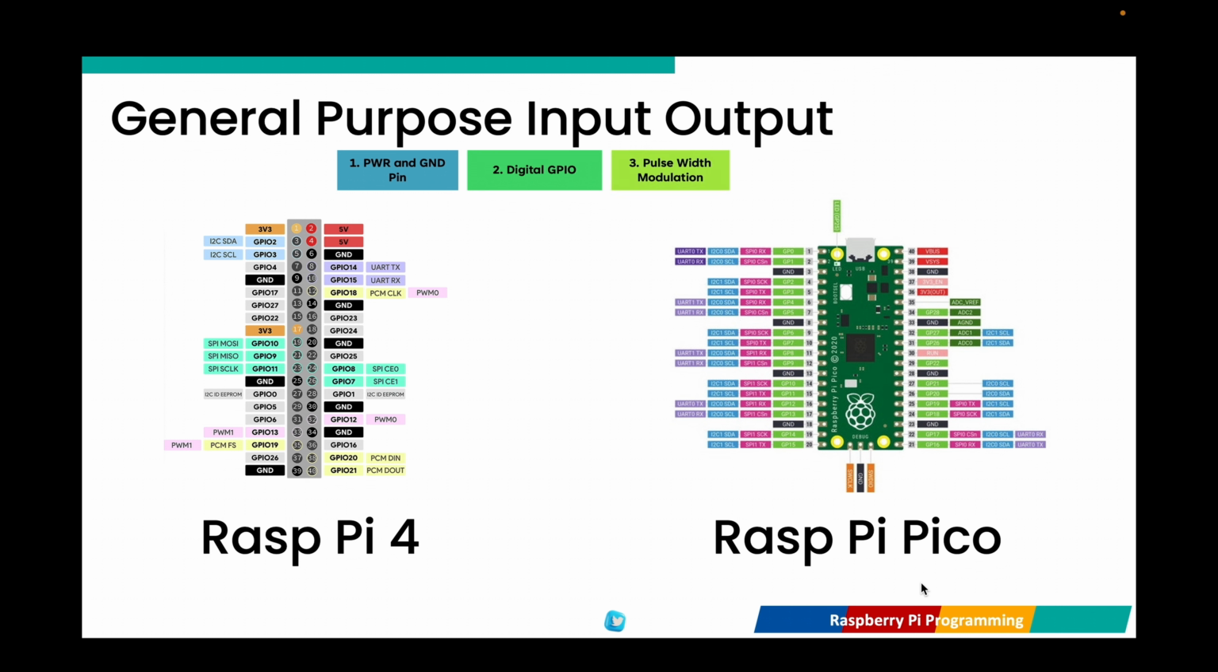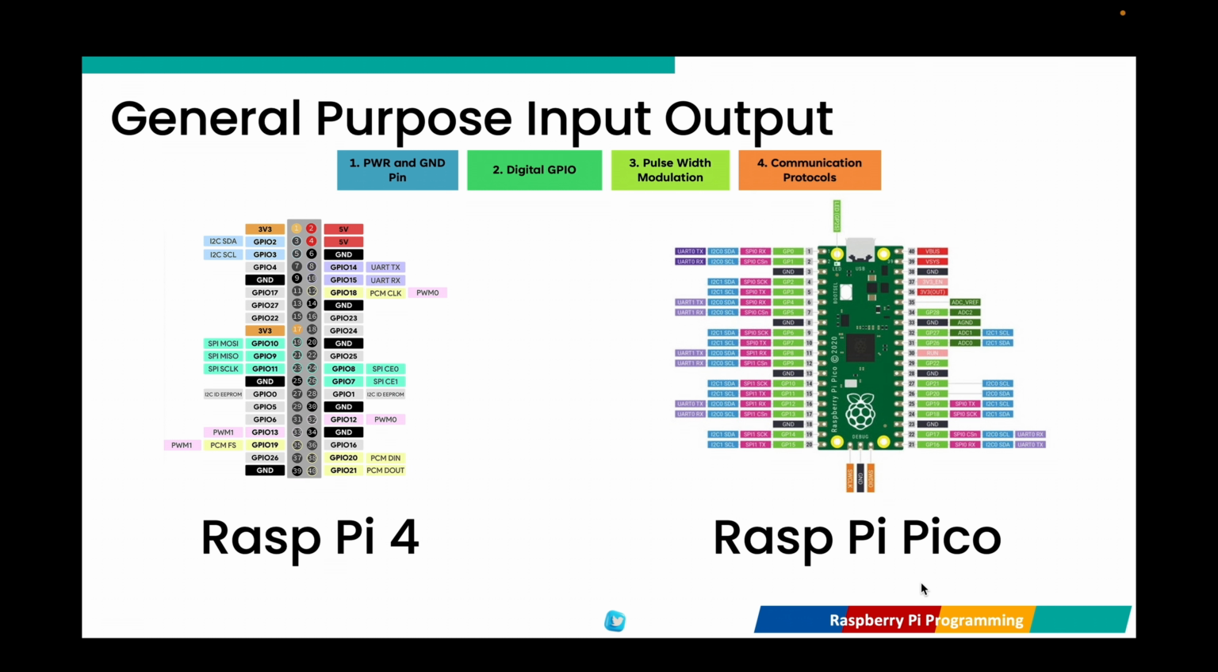The third cluster is PWM pins, which stands for Pulse Width Modulation pins. PWM pins are used to generate variable signals, such as dimming LEDs or controlling motor speeds. Both boards support PWM, but the Pico has more flexibility, as any GPIO pin can be used for PWM, while the Pi 4 has dedicated hardware PWM channels. The final cluster is the communication protocol pins.